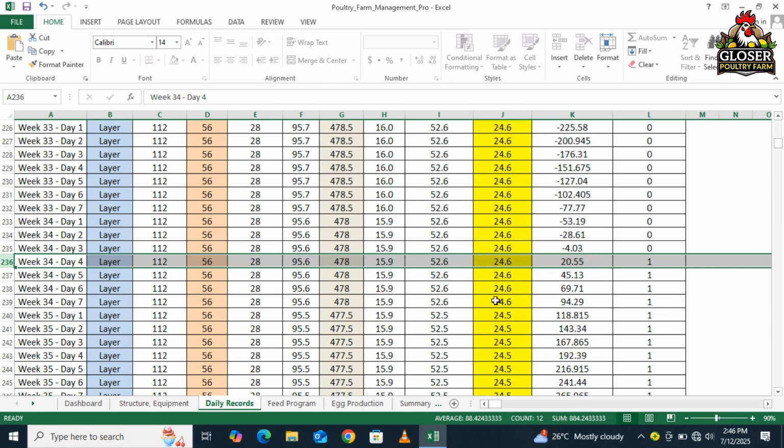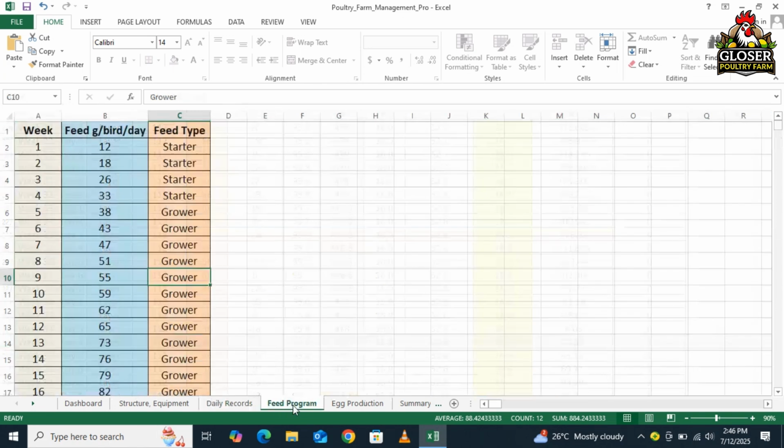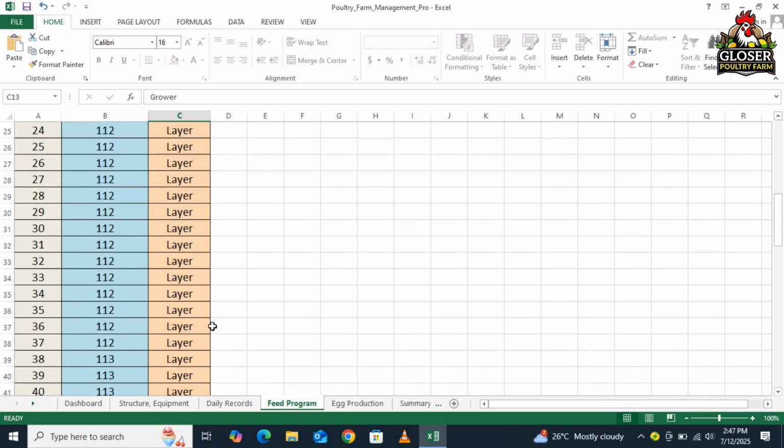Next, we move to the feed program sheet. This section gives you a full breakdown of the feeding schedule from day 1 to the end of the cycle. It shows exactly how much feed to give each bird and what type of feed to use, starter, grower, or layer, depending on their age. This makes it easy to follow a professional feeding plan, so your chickens stay healthy and productive.